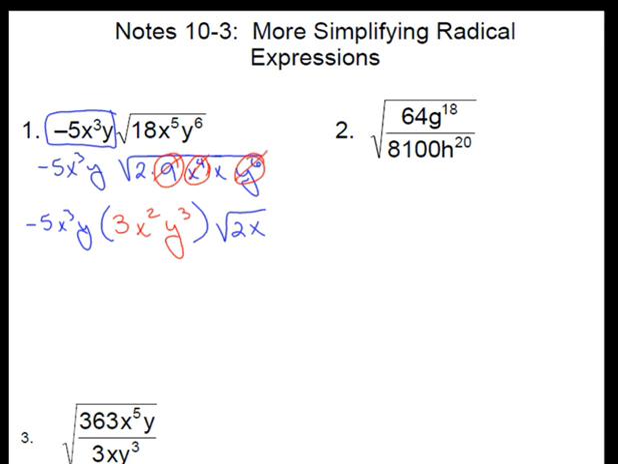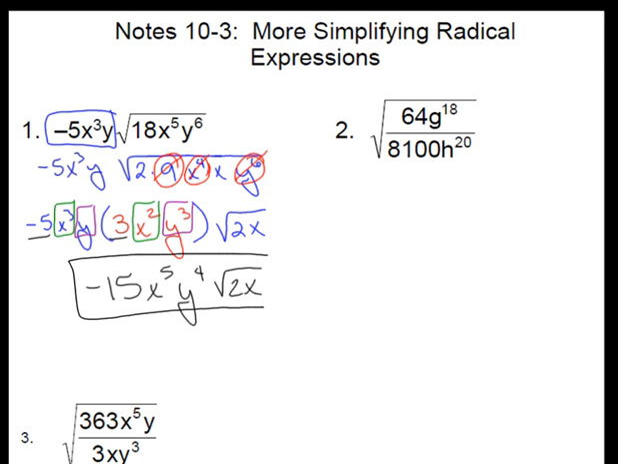I now need to go through and multiply everything that's in front of my radical together. So I need to multiply my negative 5 and my 3. That gives me a negative 15. Here I have x to the third times x to the second. So that means I have 3 of them and then 2 more, so I'm going to have x to the fifth power. Here I have y and a y cubed. So I have 1 and 3, that gives me 4. So I have y to the fourth power. Then my radical is just sticking here at the end. And our first one has been simplified.